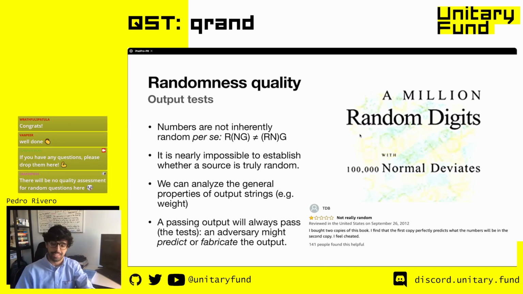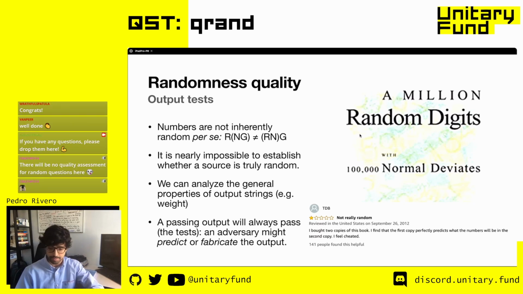To illustrate this, there's a book on Amazon that you can look into. The comments are fantastic. It's called 1,000,000 random digits. In the comments, people are saying things like, I bought 2 copies of this book and I find that the first copy perfectly predicts what the numbers are in the second copy. I feel cheated. This explains what I mean by the fact that numbers are not random themselves. It's just the way we produce them. In this case, since this guy was producing the numbers through an exact copy of the book, there was no unpredictability, and so the randomness was essentially 0.